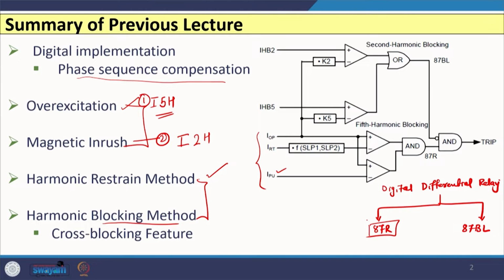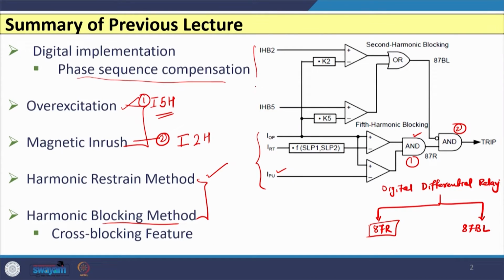The outputs of these two amplifiers are given to the AND gate, and the output of the AND gate is again given to one of the inputs of another AND gate, that is the second AND gate, and we can see that the tripping is initiated. But in the earlier case only the lower circuit is available. However, we have included the upper circuit also, that is the logic related to 87BL.